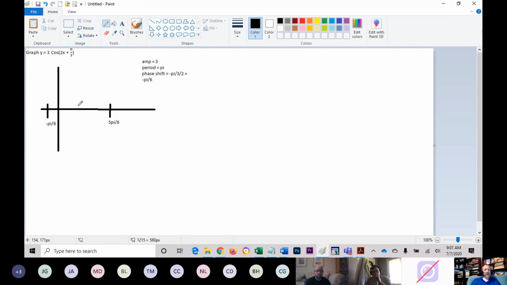Now, let's figure out what this value is here. This value here is what? Pi over 2. Let's see. If this was pi and we were subtracting pi over 6, then 5 pi over 6. So we're going to divide that by 2 again, so that would be 5 pi over 12. I believe that's right. Let me make sure that's right.